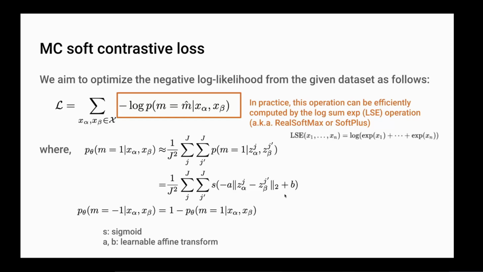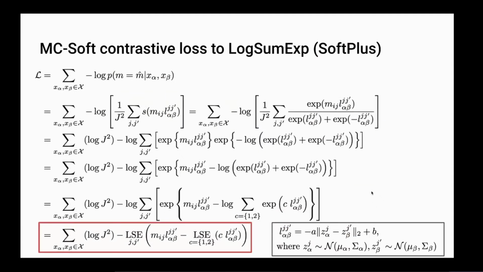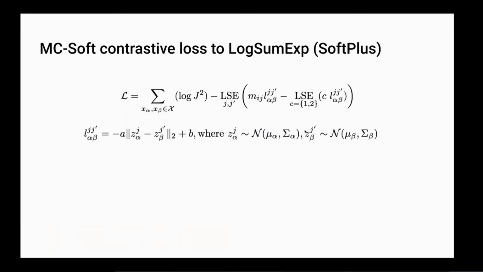But it can actually be computed by a log sum exp or softplus operation very effectively. So here is the detail of the derivation. I'm going to skip this, but the thing is that you can compute the whole objective function very efficiently and very effectively by using the pre-implemented log sum exp operation. So you can see in my code how it is implemented in practice.